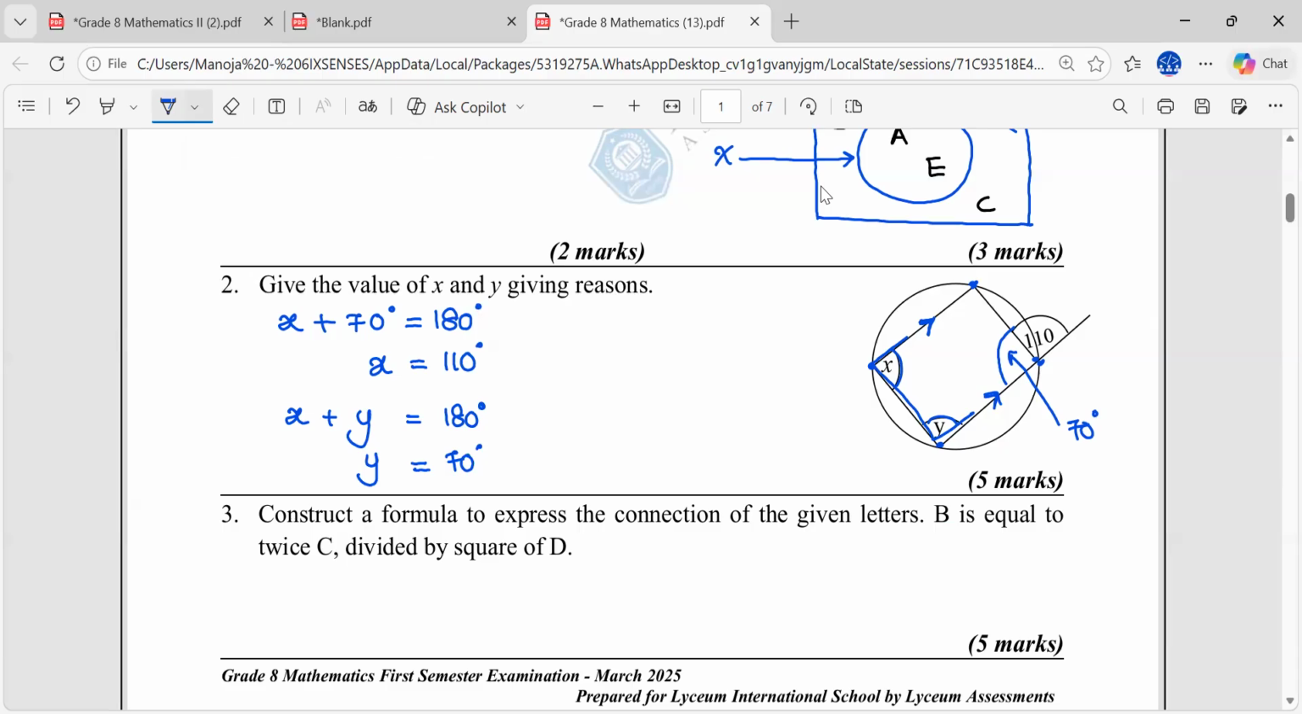Even though I have not shown it, for x plus 70, you can write the reason: opposite angles of a cyclic quadrilateral.